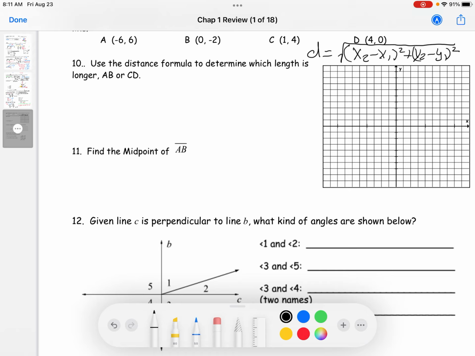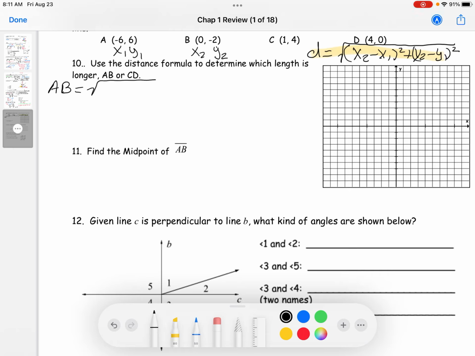So I'm going to plug in, I'm going to do AB first. I'm going to subtract these two x values from each other first and square them. And then I'm going to subtract the two y values from each other and then square them. I'm just plugging those into the equation. So actually, I'm going to label them. I have to change it whenever I use CD, and I'll show you that in just a second. So I'm going to use this equation right there.